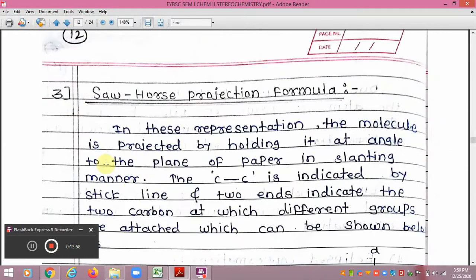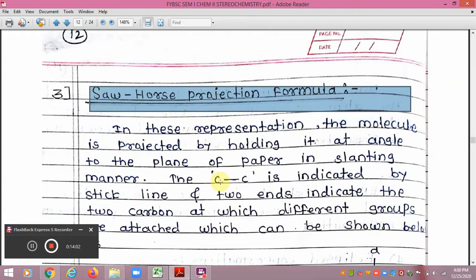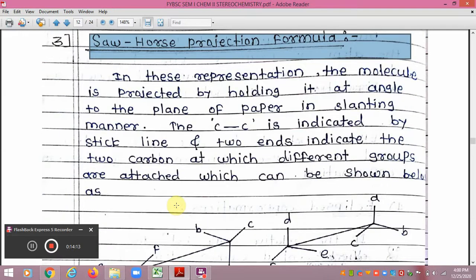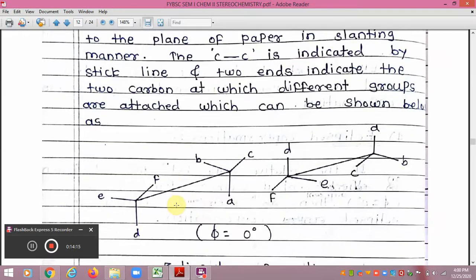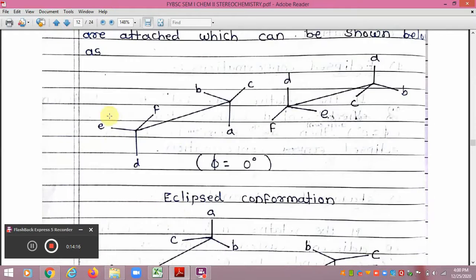Now next one is the sawhorse projection formula. Actually in this representation, the molecule is projected by holding it at a particular angle to the plane of the paper in a slanting manner, and the carbon is indicated by a stick line, and the two ends indicate the two carbons at which the different groups are attached.